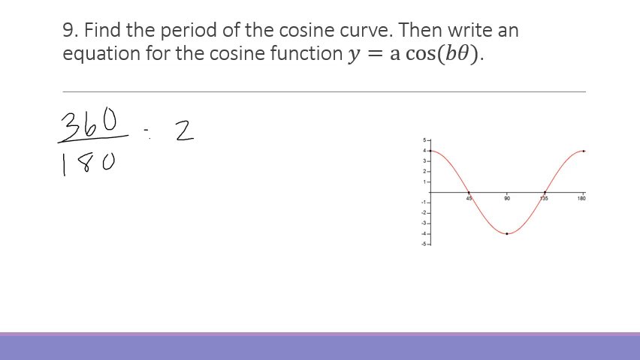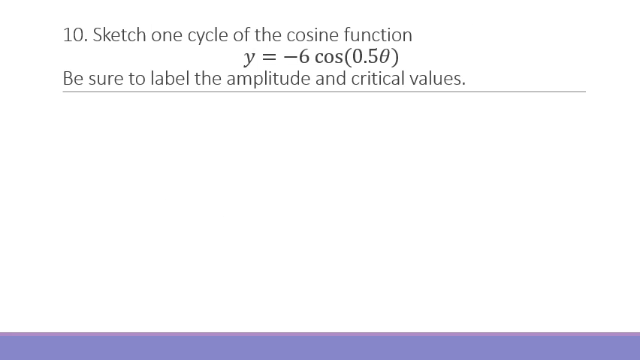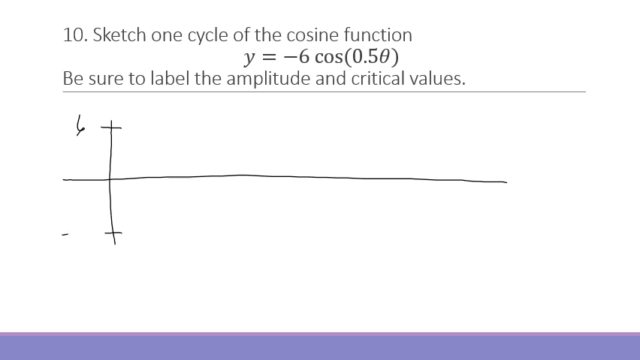And then what's our amplitude on this graph? So I see that it's going from 4 to -4, so our amplitude is 4. So this is 4 cosine 2 theta. All right. Next one, sketch one cycle of the cosine function and label the amplitude and critical values. All right, so first I see out front it says -6. So it's going to actually start down there at -6. All right, now I've got 0.5 for my number of cycles.